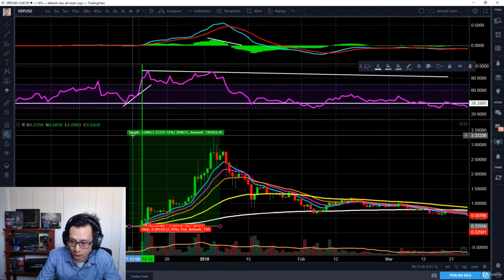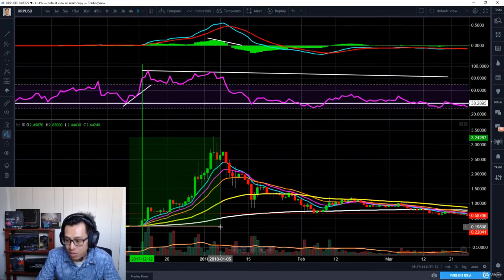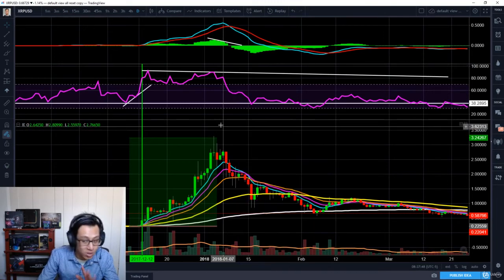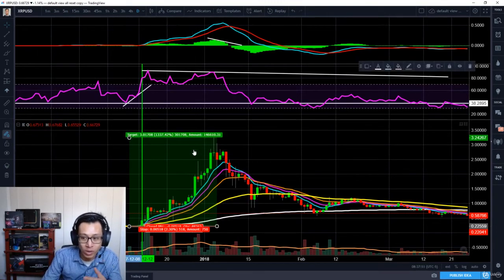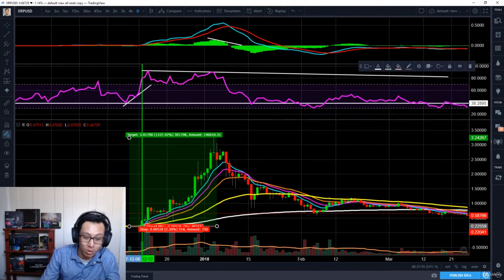Or you could have caught it at the very top if you immediately notice the next day that the histogram ticked down. So you could have caught it around the 307 range as well. And this would have made you a 1,100%, 1,337% gain. Pretty cool, right?